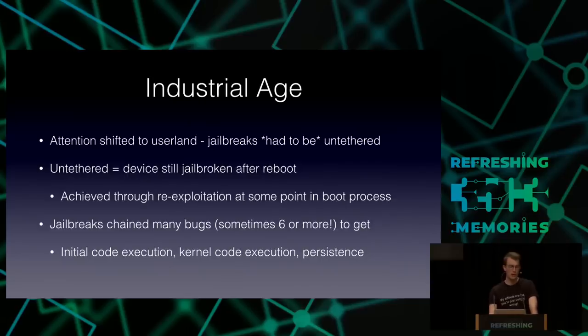So I think because of that, the attention shifted to userland. And from now, the jailbreaks had to be untethered. Untethered here means that if you jailbreak your device, you turn it off, you boot it again, the device is still jailbroken. And this is usually achieved through re-exploitation at some point in the boot process. So you can't just patch the kernel on the file system because that would invalidate the signatures. So instead, you would, I don't know, add some configuration files to some daemons, which would trigger bugs and then exploit. So jailbreaks then chain many bugs together, sometimes six or more bugs, to get initial code execution, kernel code execution, and persistence.